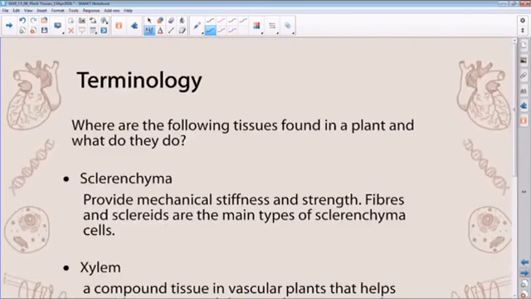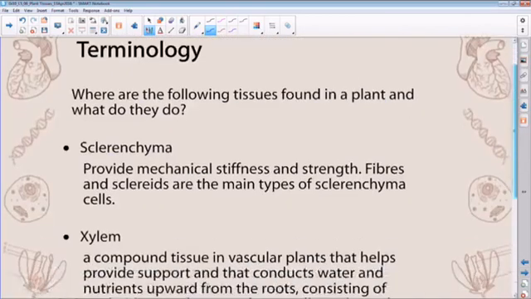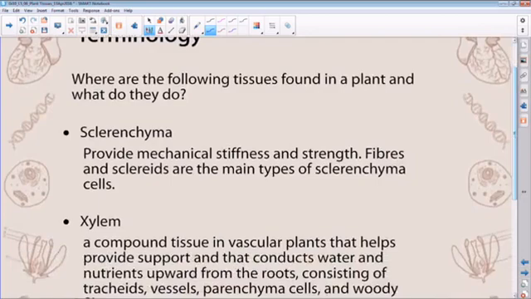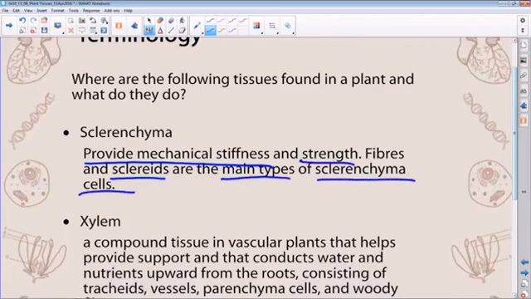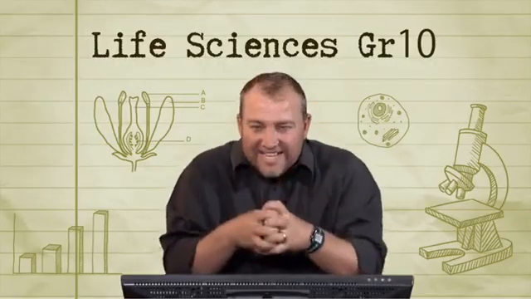Next one we're having a look at is sclerenchyma tissue. Okay, and your sclerenchyma tissue provides mechanical stiffness, okay, and strength. The fibers and sclereids, there are many types of sclerenchyma cells. In other words, these are the type of cells that they're actually dead cells, right? And all they do, their only job is for strength. Okay, they stand and they support.